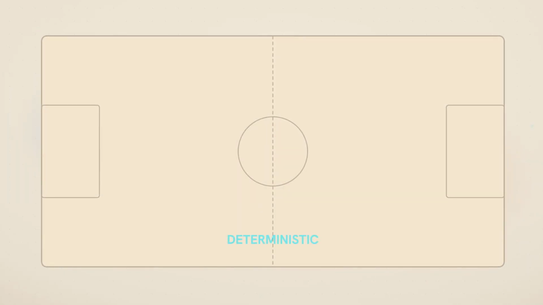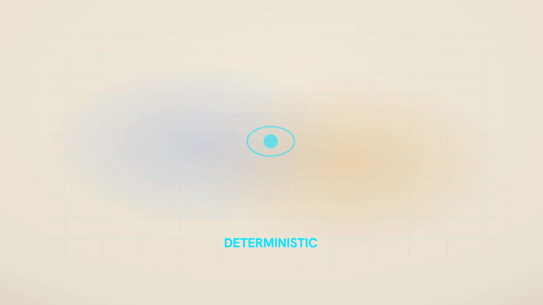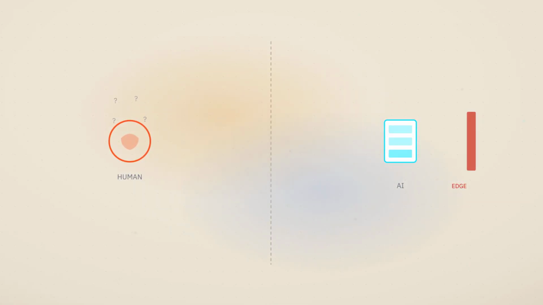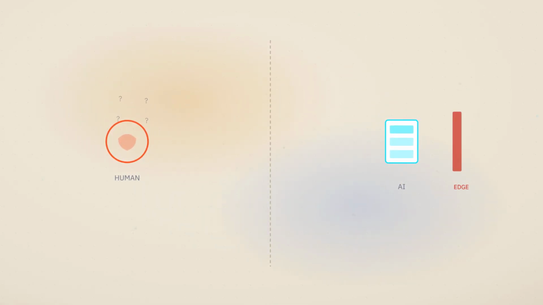Here's where the sports metaphor breaks down, because an AI doesn't just have a bad game or get tired. Humans forget things randomly, but AI fails on specific, hidden edge cases every single time.